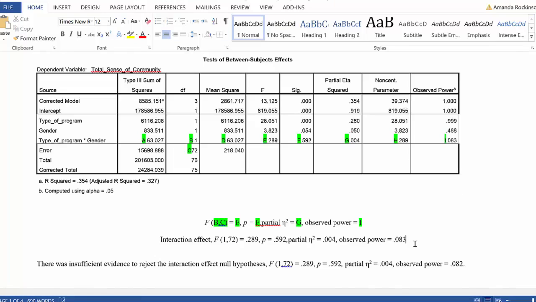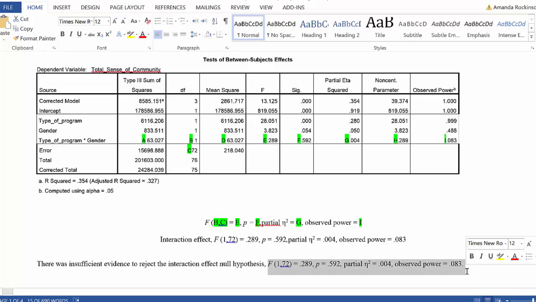Again, the importance of verifying that what we have in our output table is actually what we are reporting. And so what we can say in our report is there is insufficient evidence to reject the interaction effect null hypothesis. And again, I have an error here. Again, the importance of proofreading. So there is insufficient evidence to reject this null hypothesis, and that's based on these results here. So that's how you would take the information from the tests of between subjects effects table from the interaction row and report the statistics and also interpret those results.